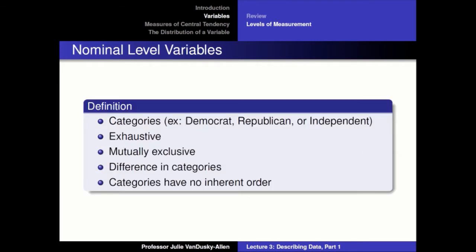Nominal level variables divide the subjects or observations in your variable into different categories. The categories are exhaustive, meaning that you included all possible categories. The categories are also mutually exclusive, meaning that you can only place a subject or observation in your dataset into one of the categories. And note, while there is a numerical difference in the categories, there is no inherent order in the data. One category is not greater than another.